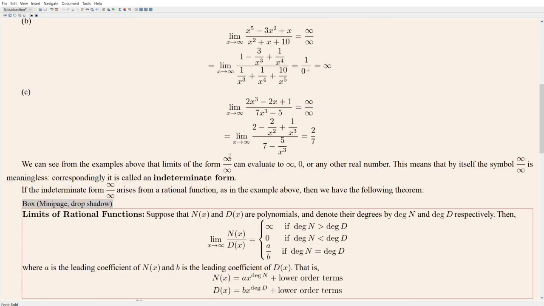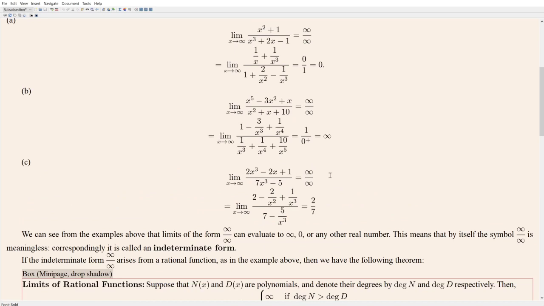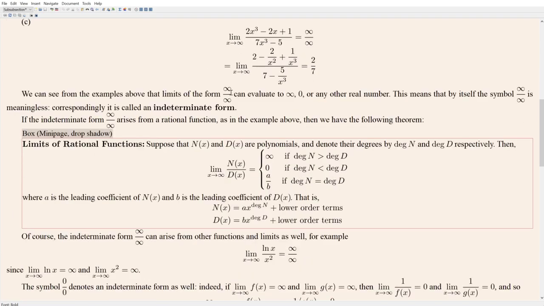So because of that, we call this form, or limits of this form, indeterminate. That means that by itself, this symbol signifies nothing, because the limit from which it arises can end up evaluating to 0, infinity, or indeed any real number. So when you encounter a limit that has the form infinity over infinity, basically you need more information to be able to determine what that limit actually is.